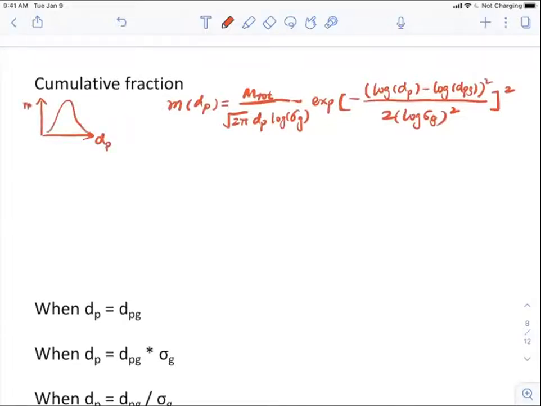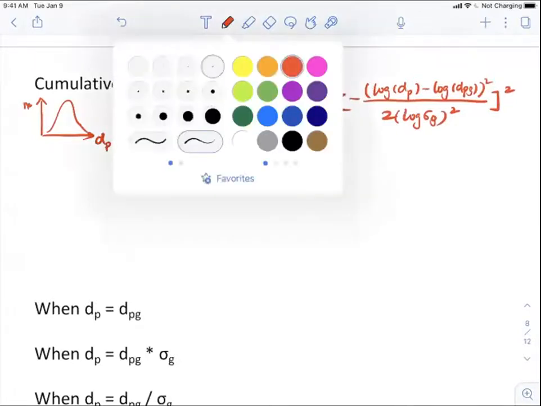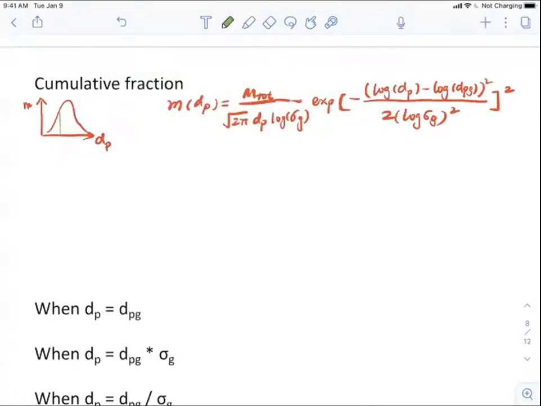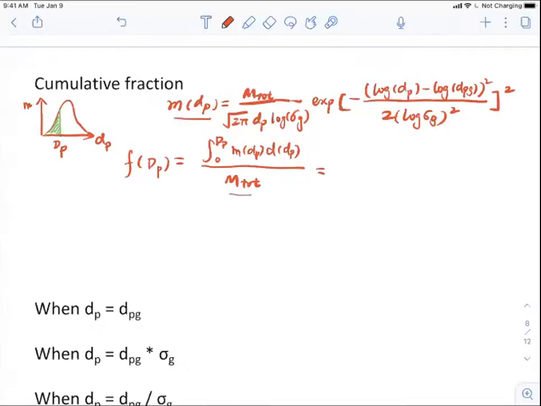So how do we calculate the cumulative mass fraction? The way we calculate that is we integrate the size distribution and divide that by the total mass, right? So we can actually calculate this integral. F of dp is just going to be the integral from 0 up to, let's say, any size dp of m dp d dp, and then divided by m total. Okay, so this makes sense, right?